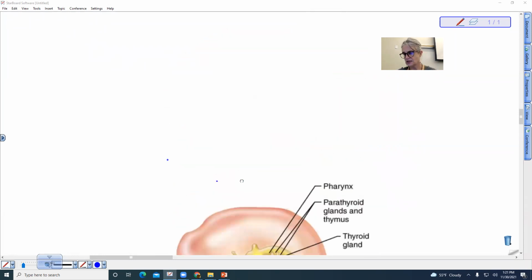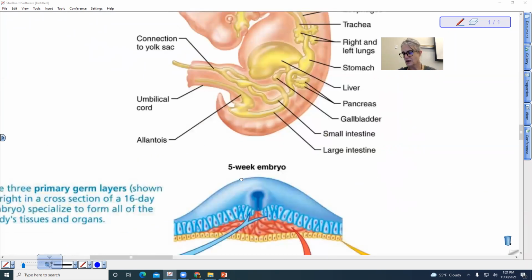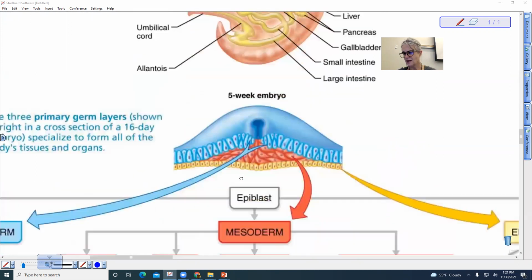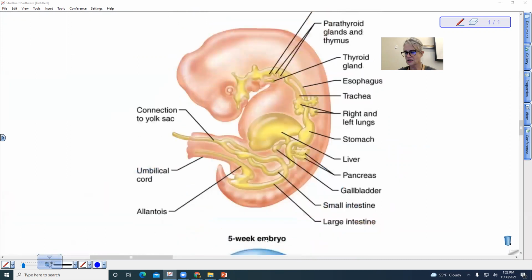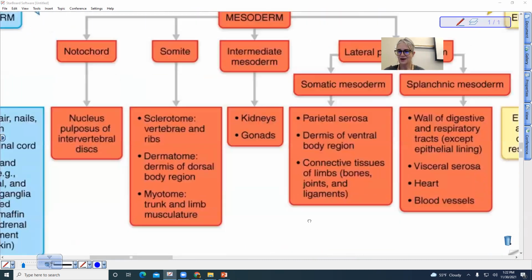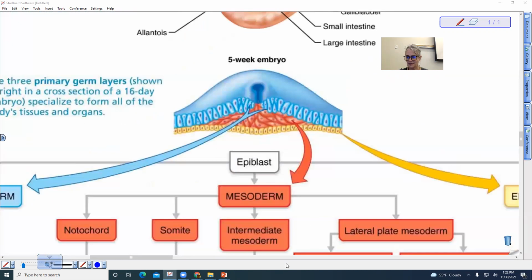Let me reduce this in size. Can I reduce it down enough? I'm not sure.